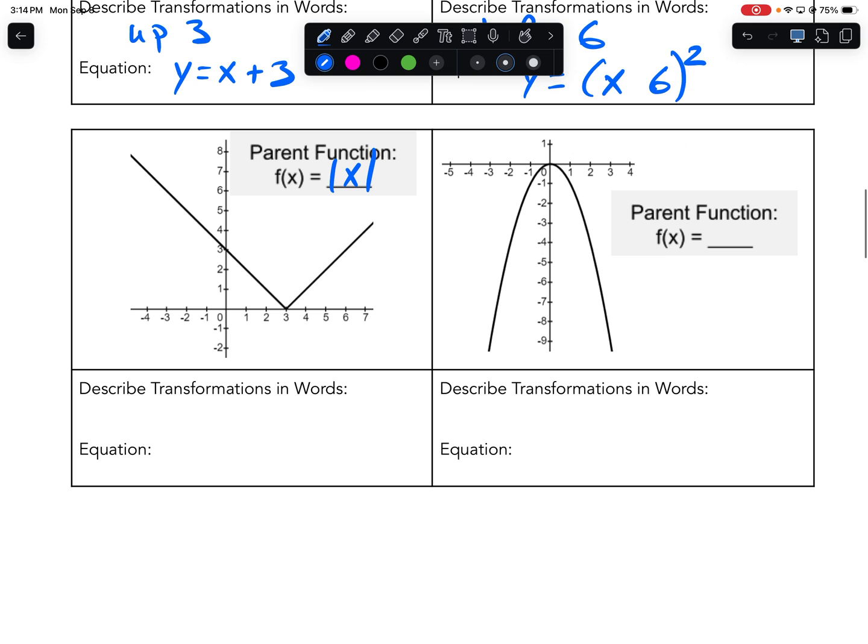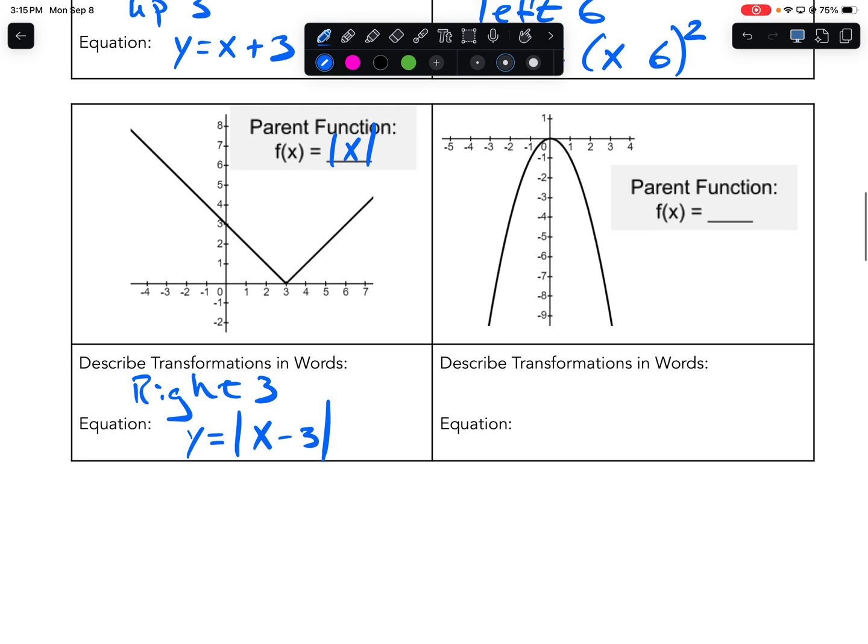Parent function, absolute value of x, it moved to the right 3. So it would be y equals absolute value of x plus or minus 3. What does it say? Plus or minus 3? He's so scared. He doesn't know. You didn't know, right? It's okay. It happens. Minus. Because it's opposite of what you think when it's in the bars. Right? Because it goes plus, it's actually minus.